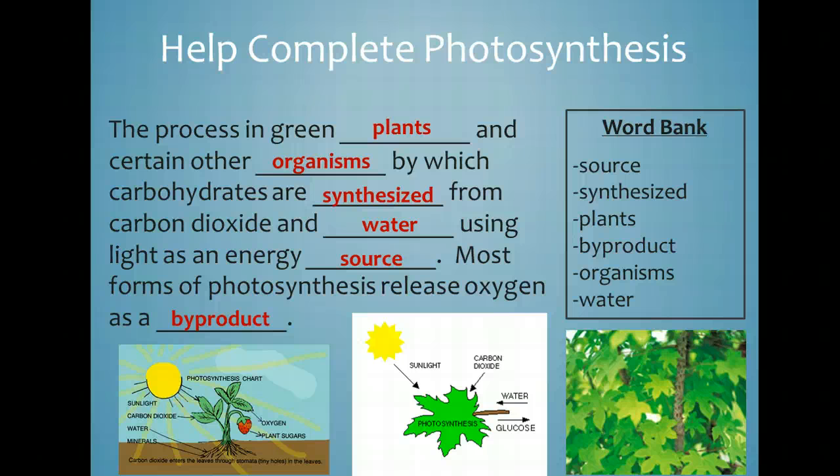The word byproduct, when it's talking about it in this sense, it means it's producing, it's a product, but it's not its intended product. So if oxygen is a byproduct to the plant, the oxygen is a waste. They don't want it, they're going to get rid of it. It is useful to other things, but not for the plant.